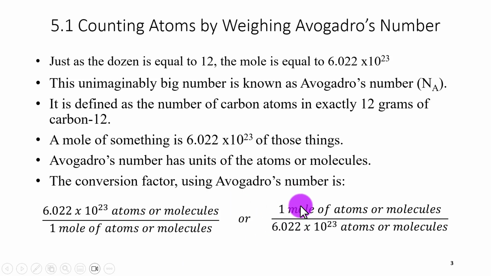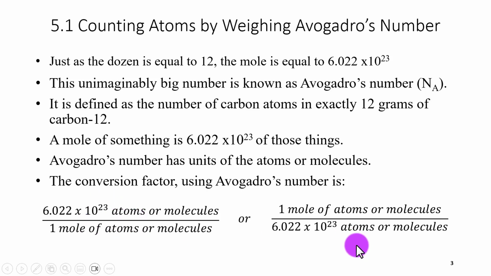Or we can flip that: 1 mole of atoms or molecules over 6.022 times 10 to the 23rd atoms or molecules. I will use one or the other depending on whether I'm calculating moles, so I start with atoms and want to end up with moles, or if I start with moles and want to end up with atoms. If I start with moles, I want moles at the bottom and atoms or molecules at the top. If I start with atoms or molecules, I want moles at the top and atoms or molecules at the bottom. So I would use this particular conversion factor instead of this one.